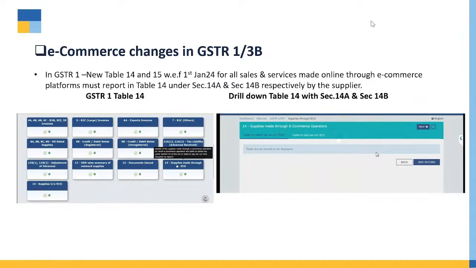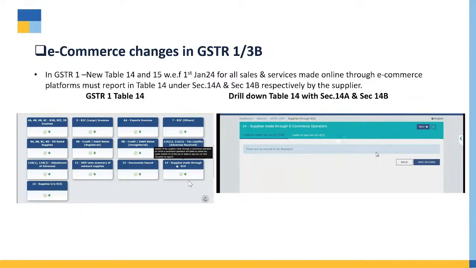All right. So coming to e-commerce changes in GSTR 1 or 3B, as we all are aware, with respect to GSTR 1, new tables 14 and 15 have been introduced by the GST department with effect from 1st January 24, where all sales and services made online through e-commerce platforms must be reported in table 14 under section 14A and section 14B, respectively, by the supplier. So just showing you a glimpse of the screens with respect to the GSTR 1 table 14 that is introduced. So table 14 and table 15.